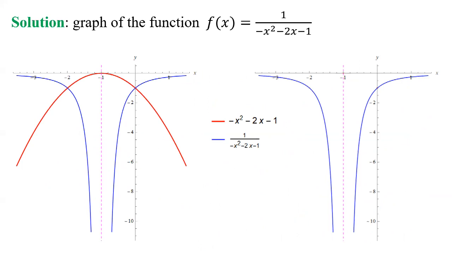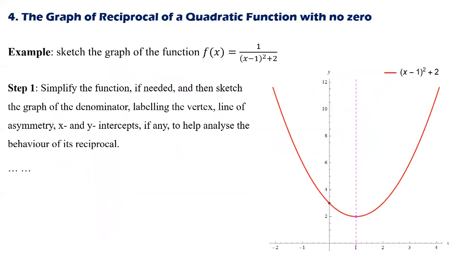Okay, if you do not have any questions, let's have a look at the third case. So this time, let's consider the reciprocal of a quadratic function where the quadratic function has no zeros. For example, let's have a look at the function here. The denominator is (x - 1)^2 + 2, right? So apparently there are no zeros because (x - 1)^2 is always greater than or equal to 0, and then plus 2, it is always a positive number. So there are no zeros.